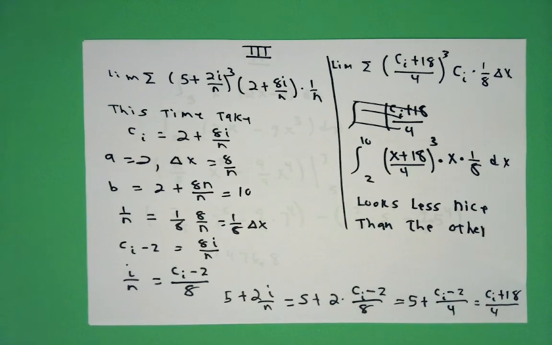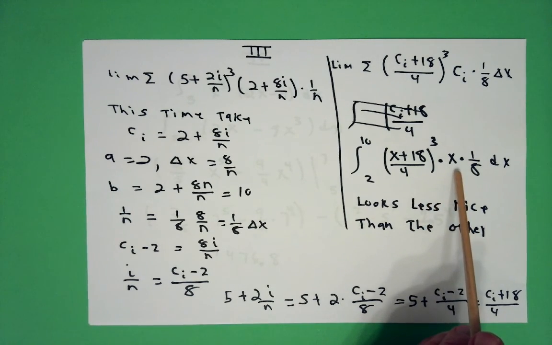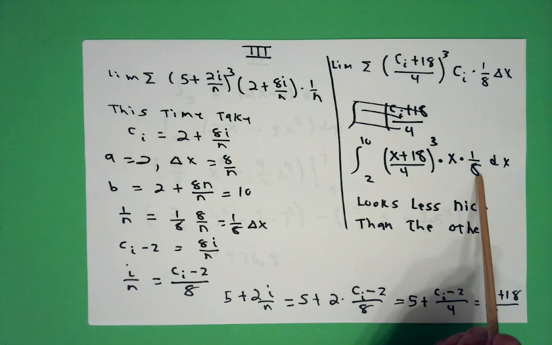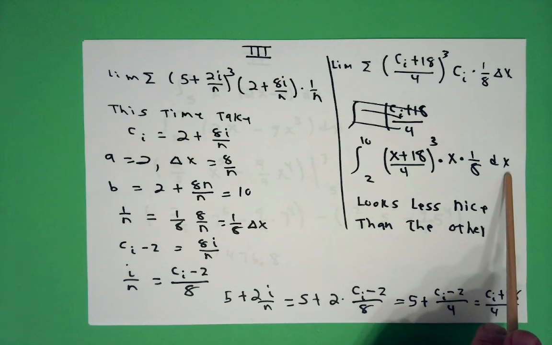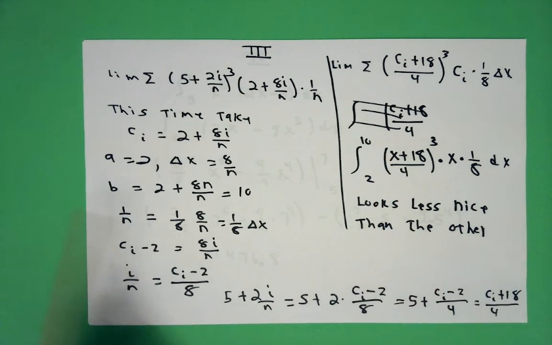This now looks exactly like the definition of an integral. It's the integral of the cube of x over 4 plus 18 over 4 multiplied by x multiplied by 1/8 with respect to x. The limits of integration, 2 to 10, were determined over here. Now, this is a perfectly nice integral on one level. It's just a polynomial, but it doesn't look nearly as nice as the other one did.